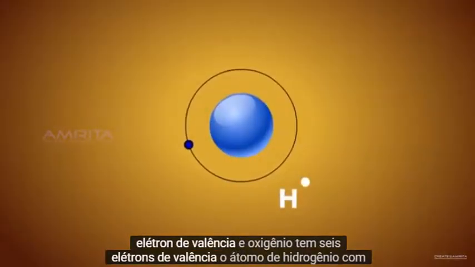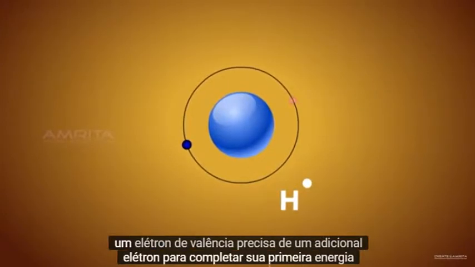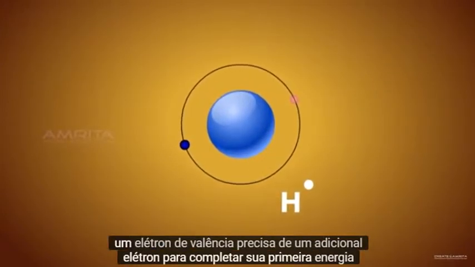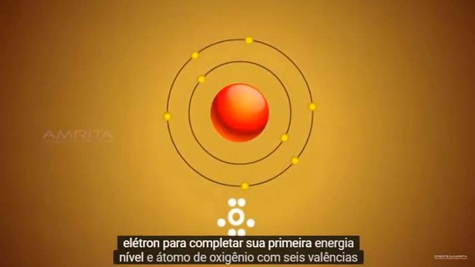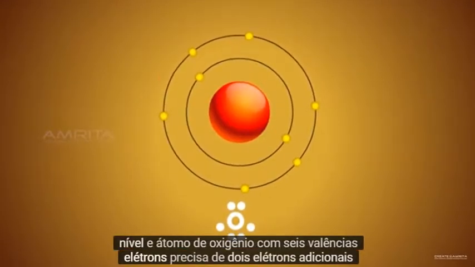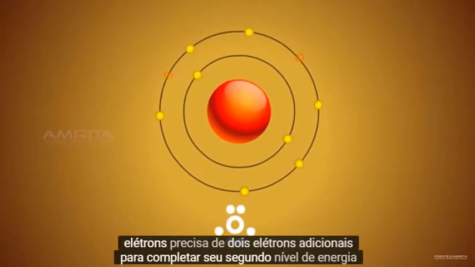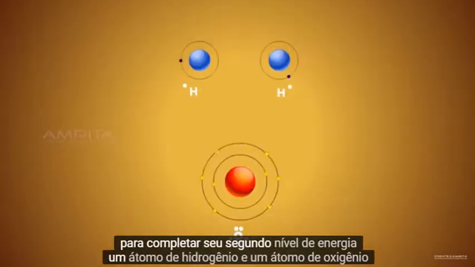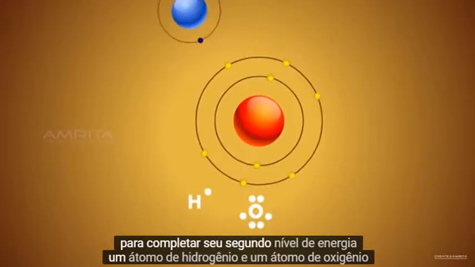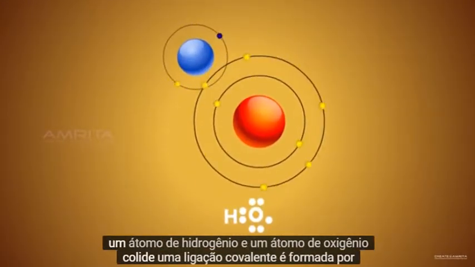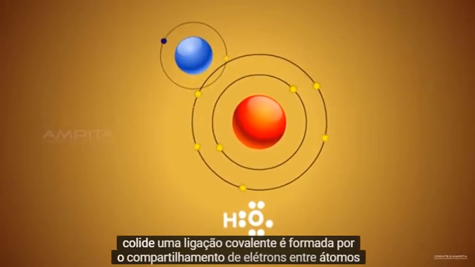The hydrogen atom with 1 valence electron needs an additional electron to complete its first energy level, and oxygen atom with 6 valence electrons needs 2 additional electrons to complete its second energy level. As 1 hydrogen atom and 1 oxygen atom collide, a covalent bond is formed by the sharing of electrons between atoms.